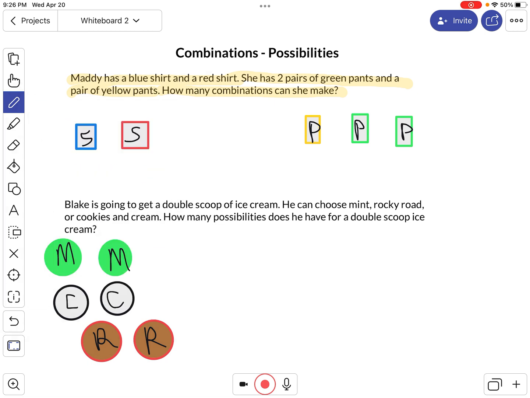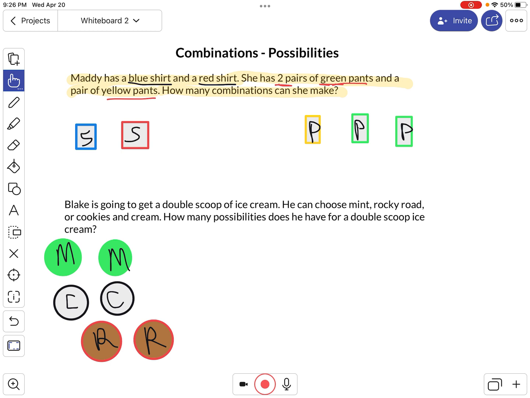Well, we've got to first really pay attention to what the clothes are. There's a blue shirt, there's a red shirt. And what else? There are 2 pairs of green pants. So we've got 2 green pants and a pair of yellow pants. Yellow pants, okay? Now, I made some little notes here.